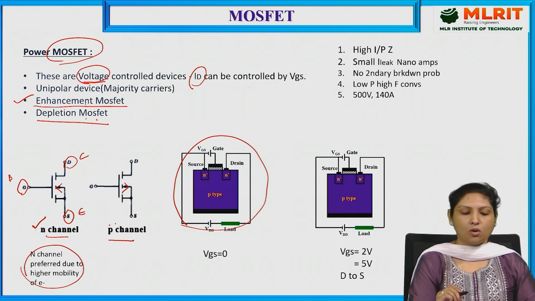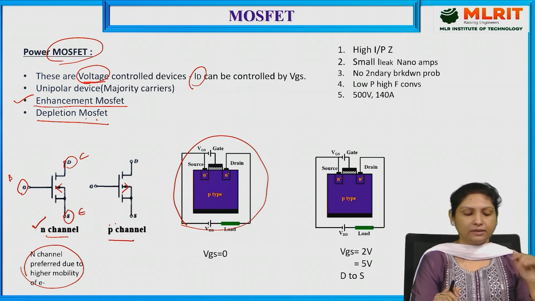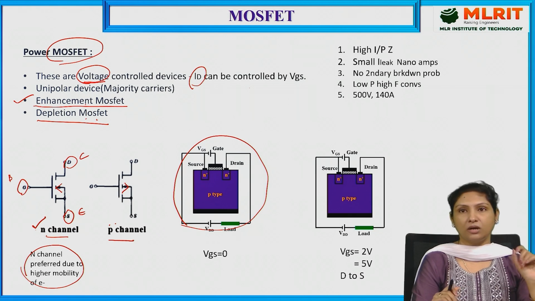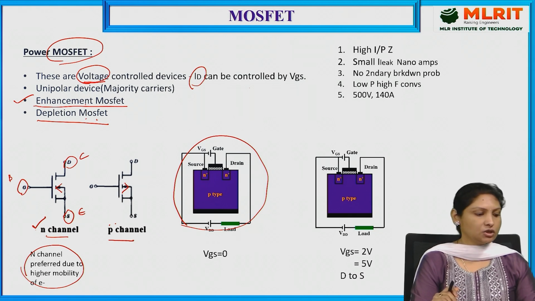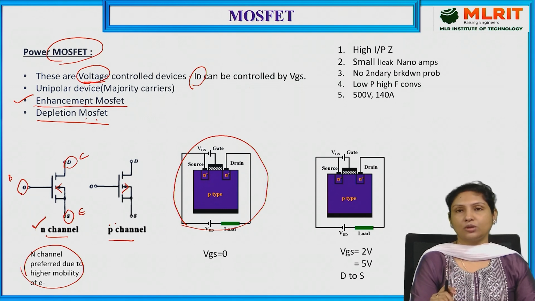And MOSFET is a unipolar device, whereas BJT is a bipolar device. This particular MOSFET is a unipolar device because the conduction of the current flow is due to the majority charge carriers. So that is the reason this is a unipolar device.